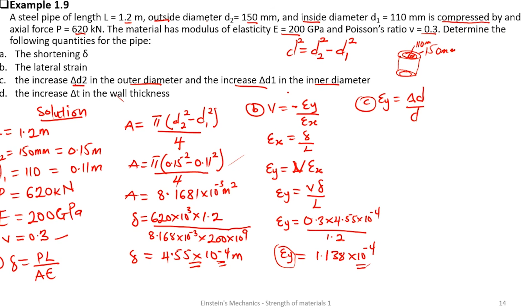Yes, we are going to use this. But in this case, diameter 2. So change in diameter 2 over diameter 2. We already know diameter 2, so we can just find the change. That's quite simple. So change in diameter 2 is equal to 1.138 times 10 raised to the power negative 4 multiplying the diameter 2. Diameter 2 in meters is 0.15.